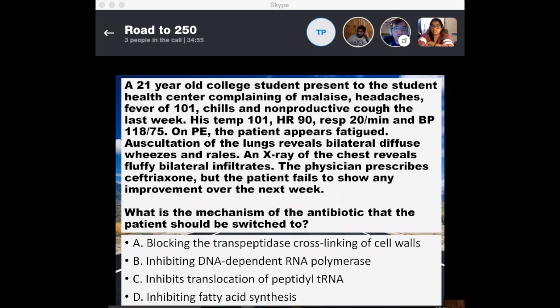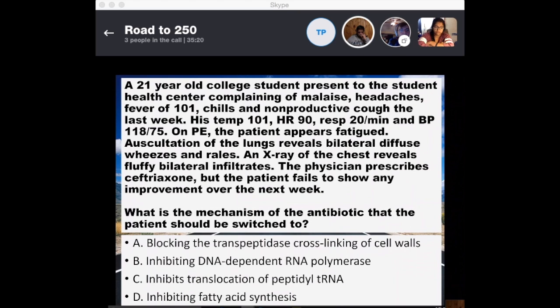A 21-year-old college student presents to the health center complaining of malaise, headache, fever of 101, chills, and non-productive cough. It's been going on since last week. His temp is 101, heart rate 90, resp 20, BP 118/75. On physical exam, the patient appears fatigued. Auscultation of the lungs reveals bilateral diffuse wheezes and growls. The X-ray of the chest reveals fluffy bilateral infiltrates.